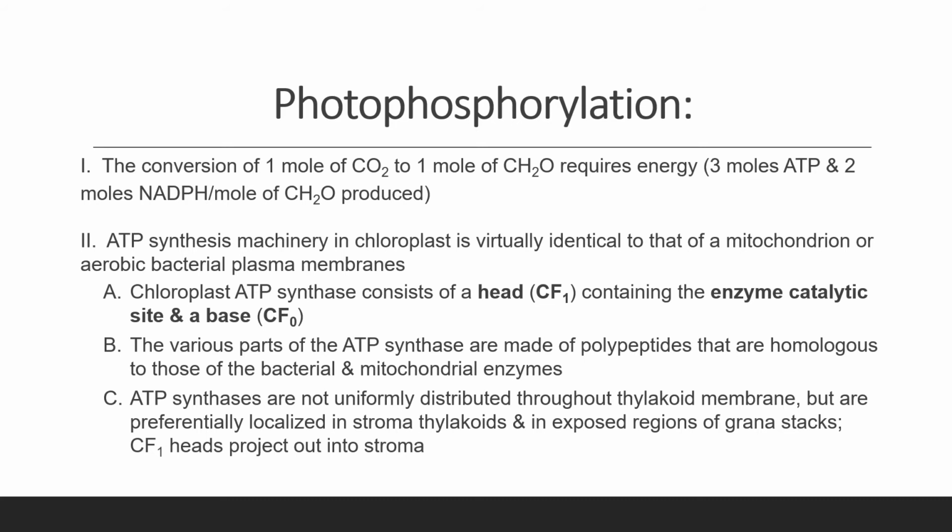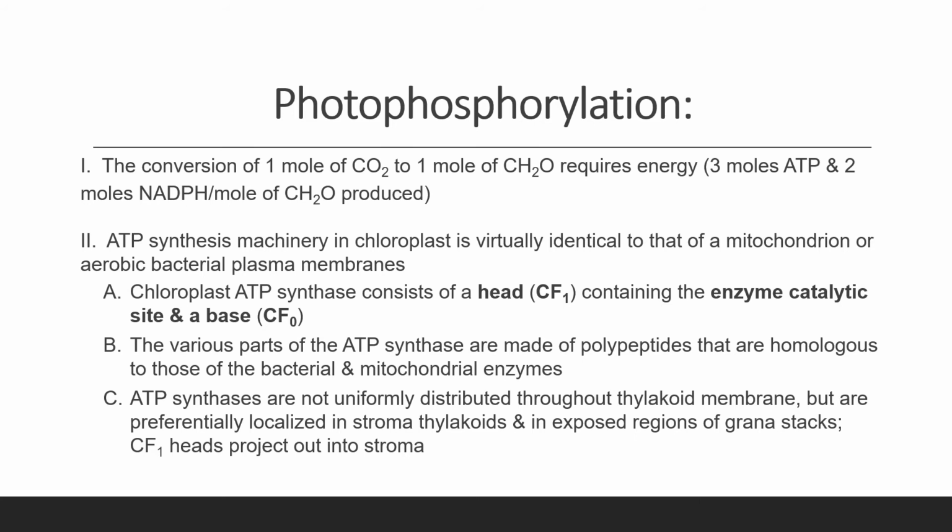The ATP synthesis machinery in chloroplast is virtually identical to that of a mitochondrion or aerobic bacterial plasma membranes. As in those cases, the ATP synthase consists of a head called the CF1 in chloroplast, which contains the catalytic site of the enzyme, and a base, or the CF sub 0, which spans the membrane and mediates proton movement. The two parts are connected by a rotary stalk.